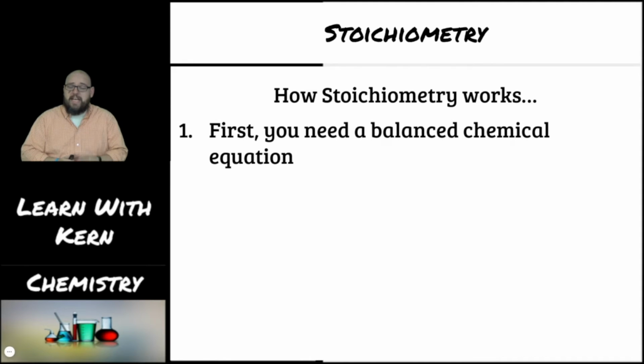First, you have to have a balanced chemical equation. If you're given an equation, you always need to double check to make sure it is balanced first. If it's not balanced, then it is your responsibility to balance the equation before you start doing stoichiometry, because the mole ratio, the key to stoichiometry, comes from the coefficients of our balanced chemical equation. Well, if you don't balance the chemical equation, then you can't do stoichiometry. That's the very, very first step.